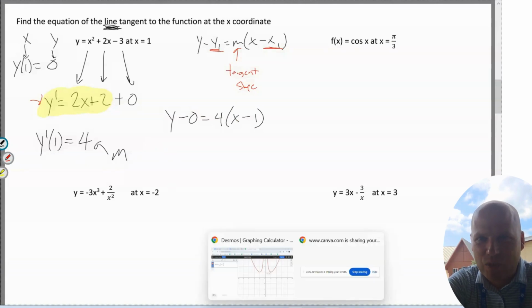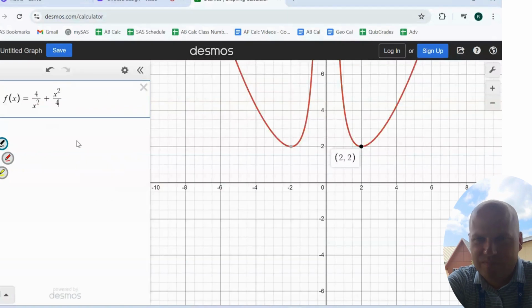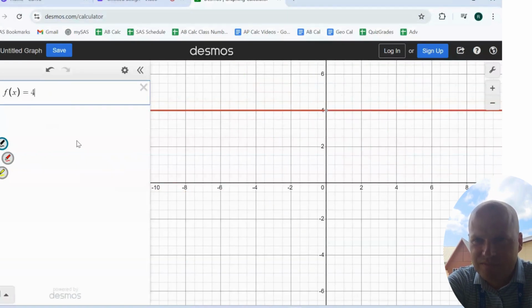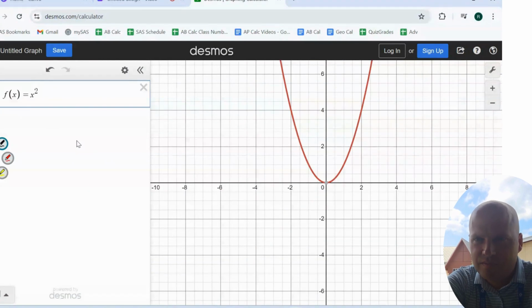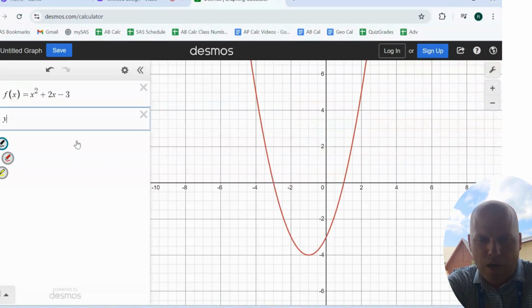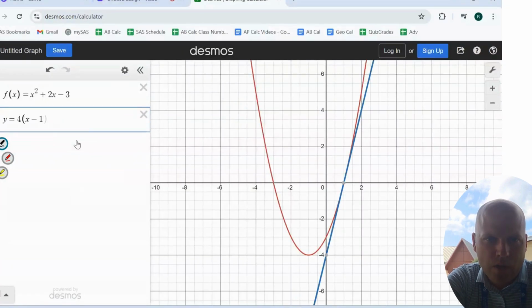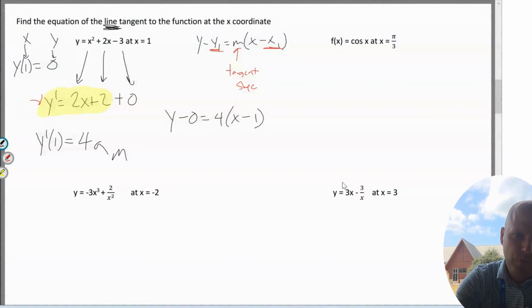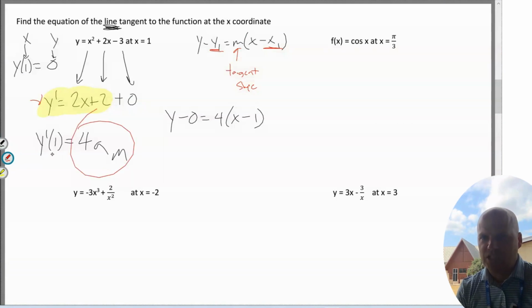All right, so x squared plus 2x minus 3. y equals 4x minus 1. Ba-bam. Beautiful. Now, that's just a visual cool thing. What's the important thing? This number. At x equals 1, this function is increasing 4 y's per x. Okay, it's how quickly it's going up or down.